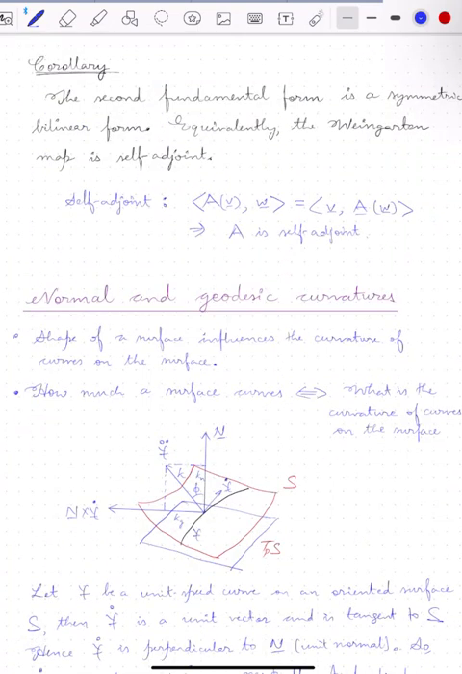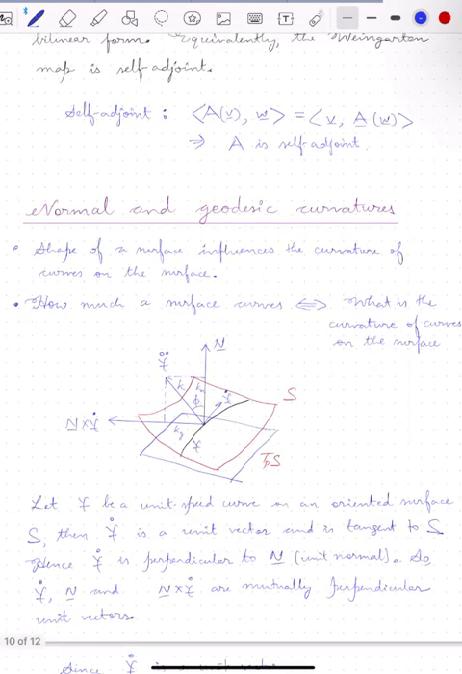In the previous lecture, we had started with normal and geodesic curvatures. And we learned that the shape of a surface is very much influenced by the curvature of curves which lie on the surface. A measure of how much a surface curves can also be determined by using the curvature of the curves which populate the surface.